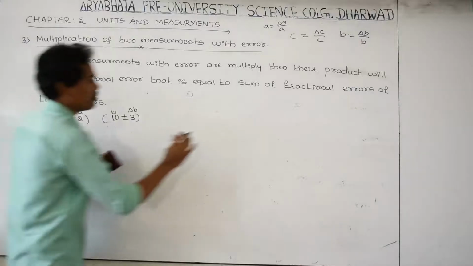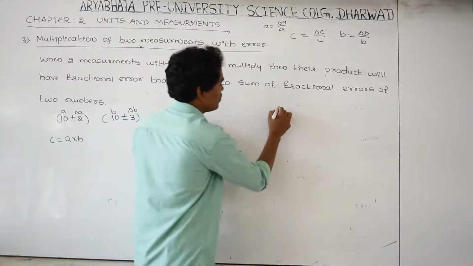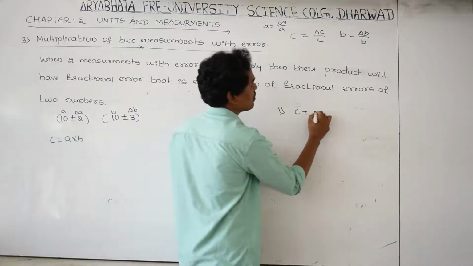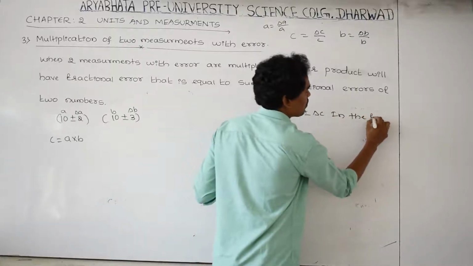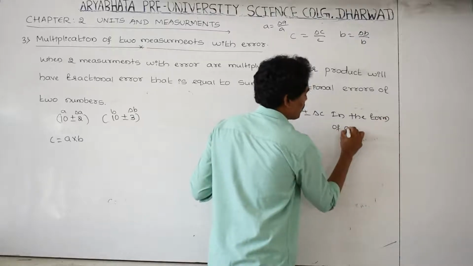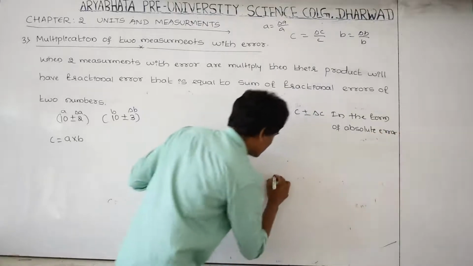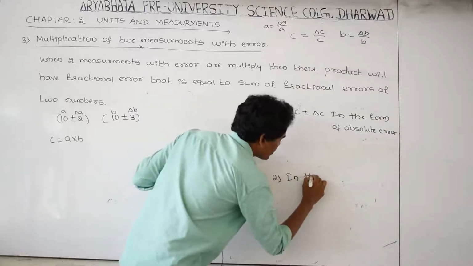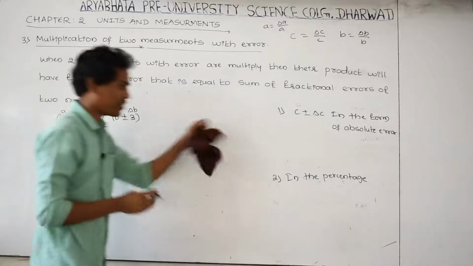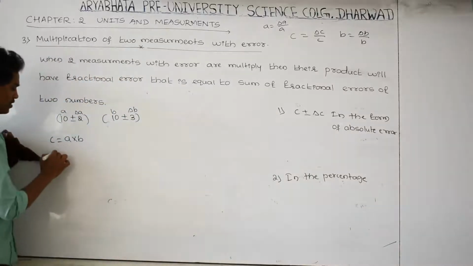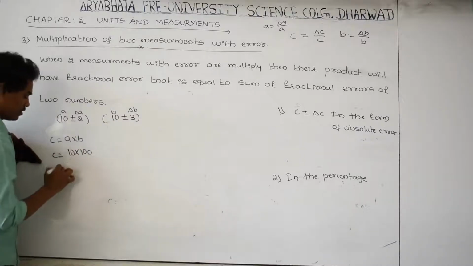And here there are two methods to express. First method, C plus or minus delta C, that is in the form of absolute error. And second method, in the form of percentage. First find out A cross B. C is equal to 10 into 10. C is equal to 100.